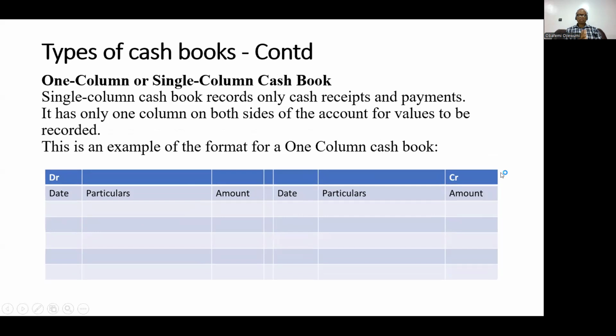So let's look at the types. The first one is the one column or single column cash book. A single column cash book records only cash receipts and payments. It has only one column on both sides of the account for values to be recorded. So it has only one column for amount on the credit side and one on the debit side, whether it is payment or receipt. That's why it's called a one column cash book.